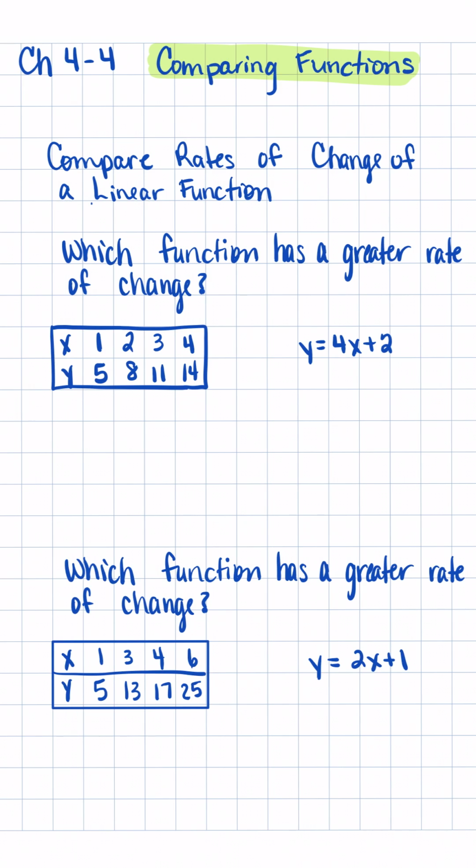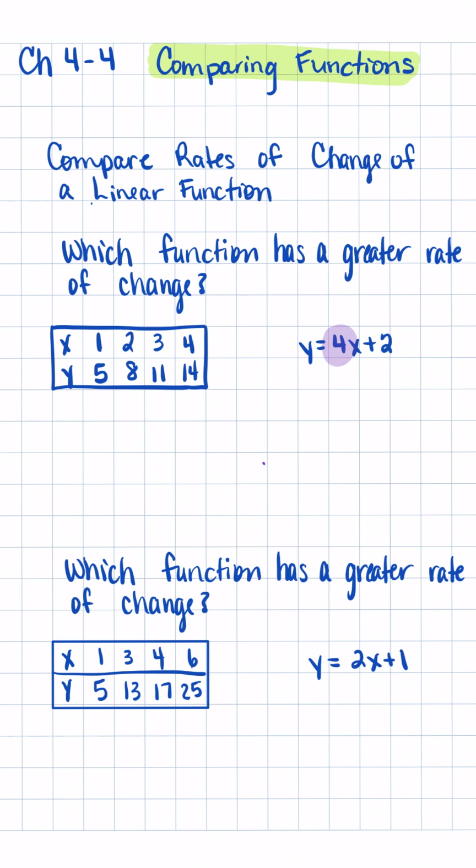You can compare slopes of lines represented in different ways. So let's start out with comparing the rates of change of a linear function. Which function has a greater rate of change? So if we were going to look at that, this one here, we see that we need to come up. So this one's slope is 4. The rate of change is 4.